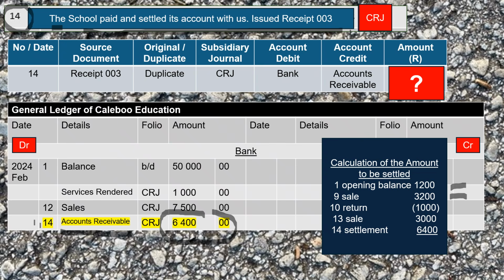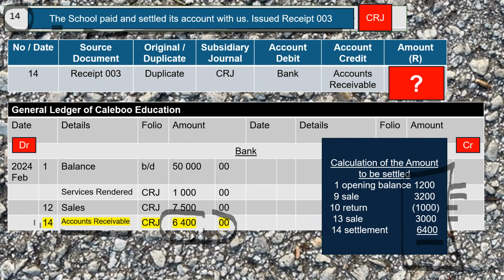On the 9th, there was a credit sale. On the 10th, the school returned goods to us. On the 13th, there was another sale. And if you do the maths here, the amount that we received from the school, because they settled what was owing, is 6,400. You are going to have to calculate how much money we receive from a debtor. And you need to take all the transactions that relate to that debtor, including the opening balance, in order to calculate the amount of money that we received.